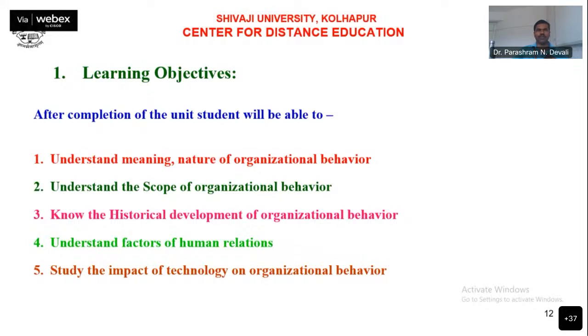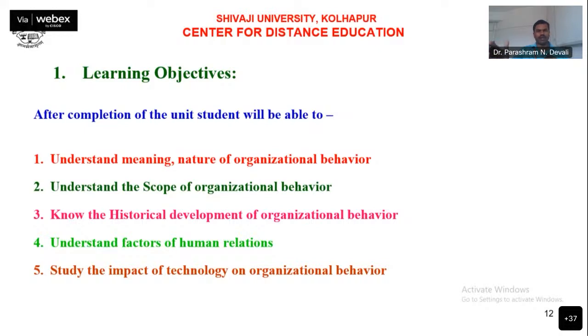The basic learning objective of this unit is to understand the meaning and nature of organization behavior. Then understand the scope of organization behavior. Then we should know the historical development of organization behavior. Historical development means, from the 19th century, the industrial revolution took place. Afterward, what changes are there? There was increased use of machines and increased production. And one question was raised: how can we sell our goods?